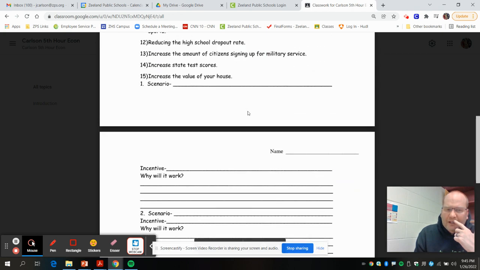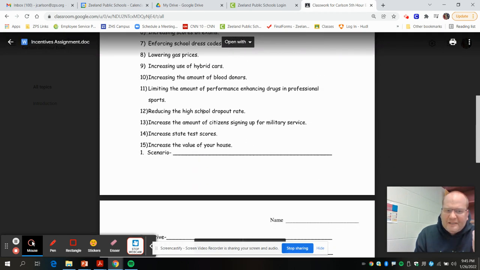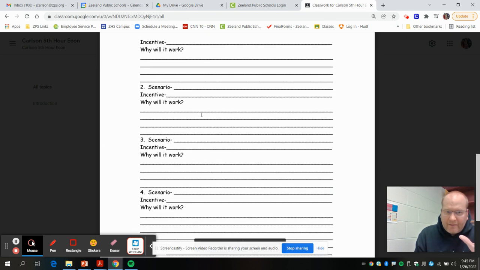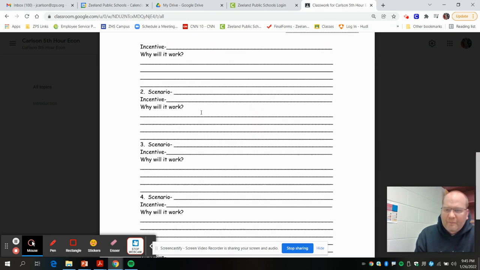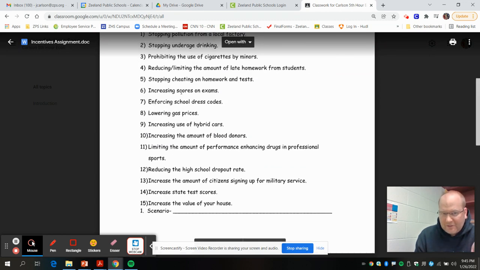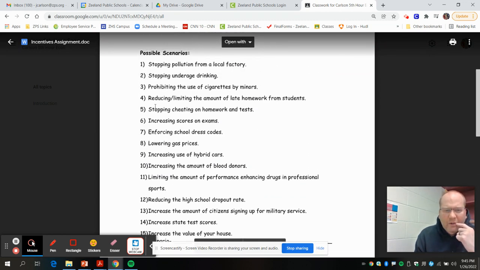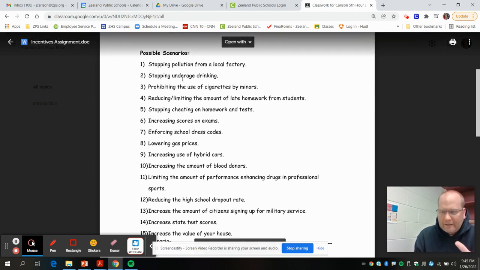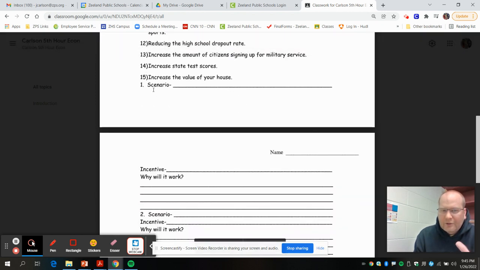So what you need to do is pick out 5 of these 15 different scenarios. Pick out 5 of them. And there are 5 spots for you to fill out information about how you're going to use that incentive. So, for example, you can't use this one. Let's go with number 2, stopping underage drinking. So that's the one I'm going to use. So scenario number 2, stopping underage drinking, is what I would fill out right there.